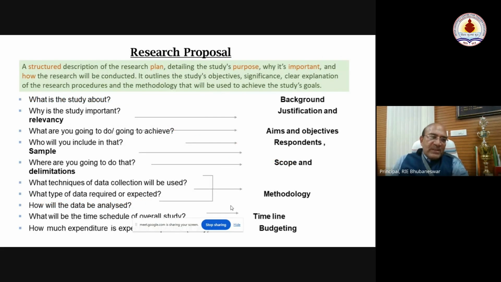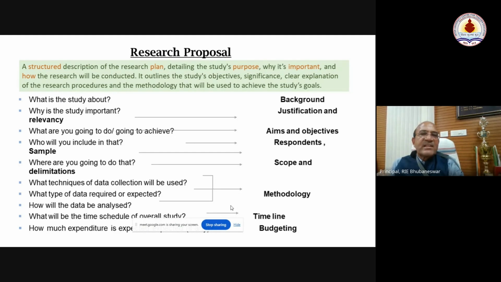So research proposal. What is a research proposal? It is a structured description of a research plan, and it details the study's purpose. Why it is important means we have to give a justification. Unless justification is there, significance is not highlighted, and if significance is not highlighted, no funding agency is going to give us funds. And how the research will be conducted means methodology, the way of conducting research.